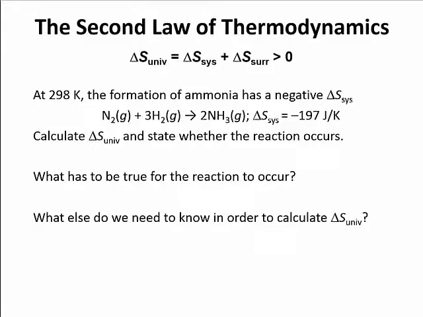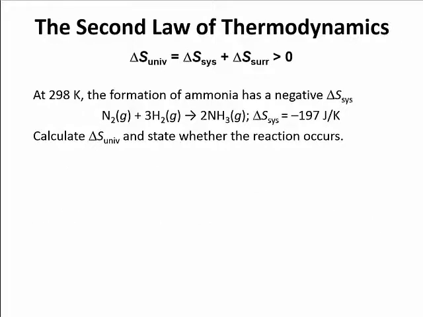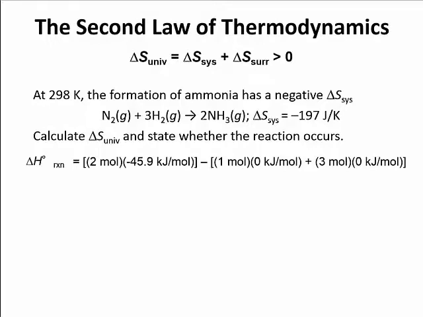So what else do we need to know in order to calculate delta S of the universe? Well, we need to know delta S of our surroundings. So how are we going to get our delta S of our surroundings? Well, we need to calculate that. Right? If you remember, delta S of the surroundings was the negative delta H divided by T. So we need to calculate delta H of reaction.